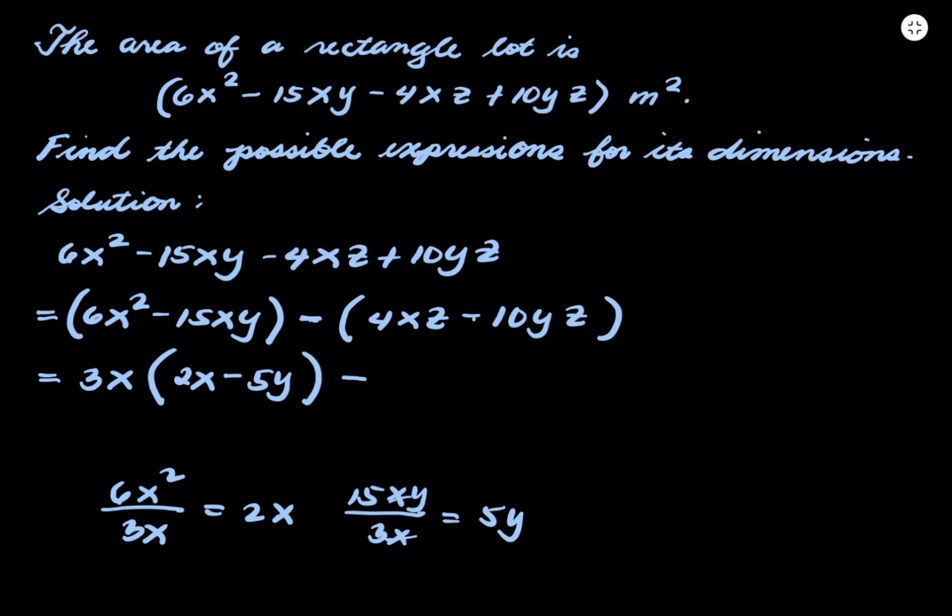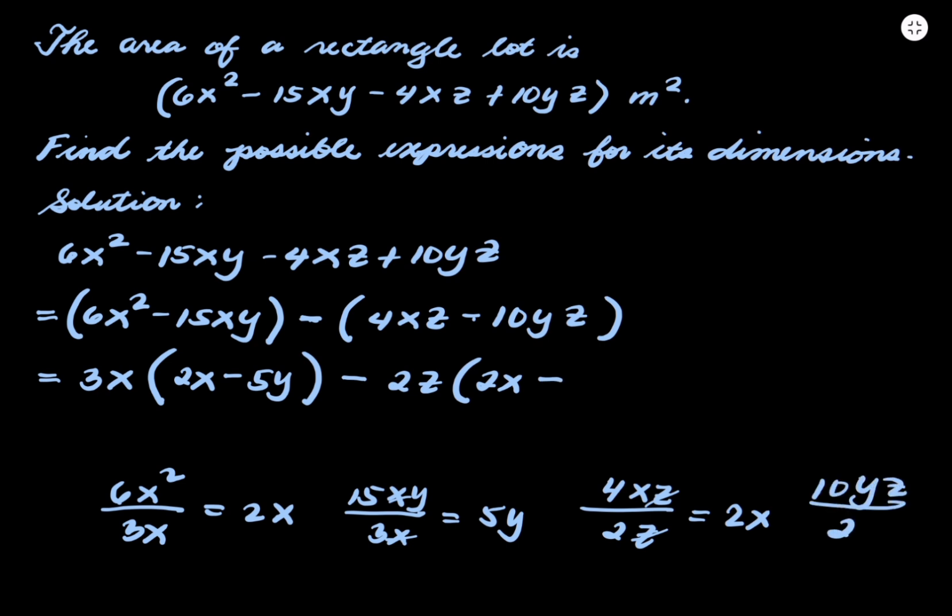And then minus, the greatest common factor for these two terms, 4xz minus 10yz, is 2z. So we will divide 4xz by 2z. 4 divided by 2 is 2, and we can cancel z. So we have 2x. And then minus, divide 10yz by 2z. We can cancel out z, and 10 divided by 2 is 5. So we have 5y minus 5y.